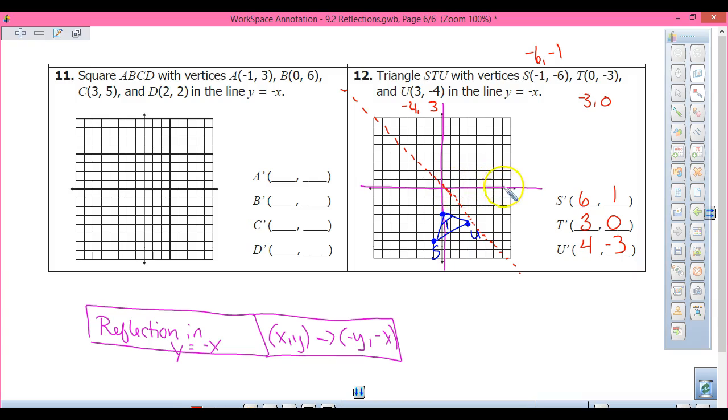Alright, so 6, 1 is S prime. 3, 1, 2, 3, 0 is T prime and 4, -3 is U prime. Okay, so y equals x and y equals -x are kind of the hard ones, right? Where you have to really look at your rules of what they are and do some flipping. So really you're just doing kind of 2 problems of each today. Okay, your assignment is just page 61.